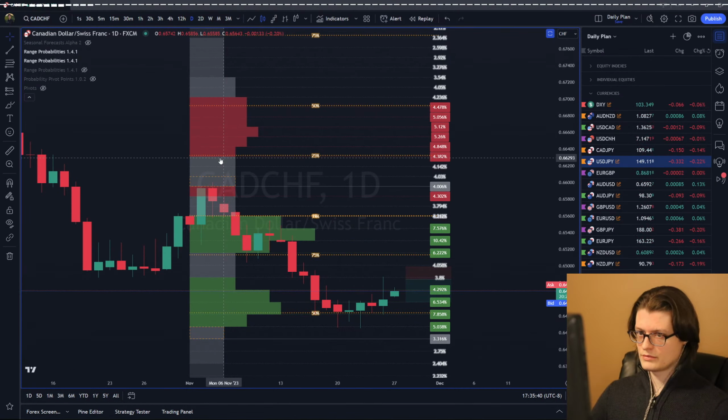So let's go into replay mode. Let's turn off these auto timeframes. And check that out. When you had a very strong directional move on the CAD Swiss franc, here is a peak in your probability density with range probabilities. Isn't that interesting? And then it'll automatically load the next week's ranges.